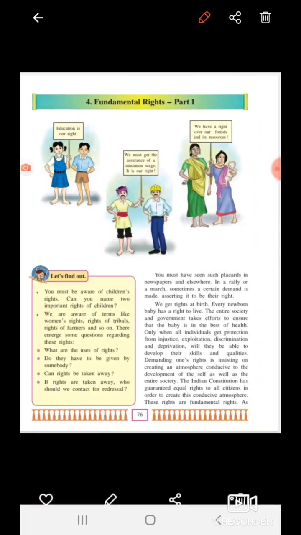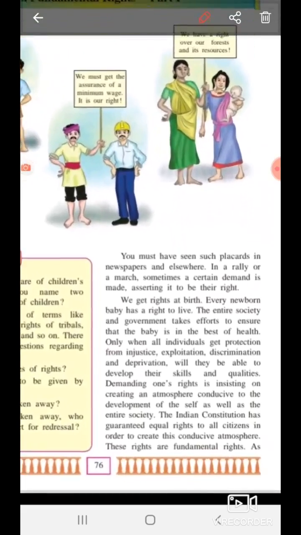Good morning, students. Today we are going to learn civics lesson number 4, fundamental rights, part 1. Refer to page number 76 of the textbook.